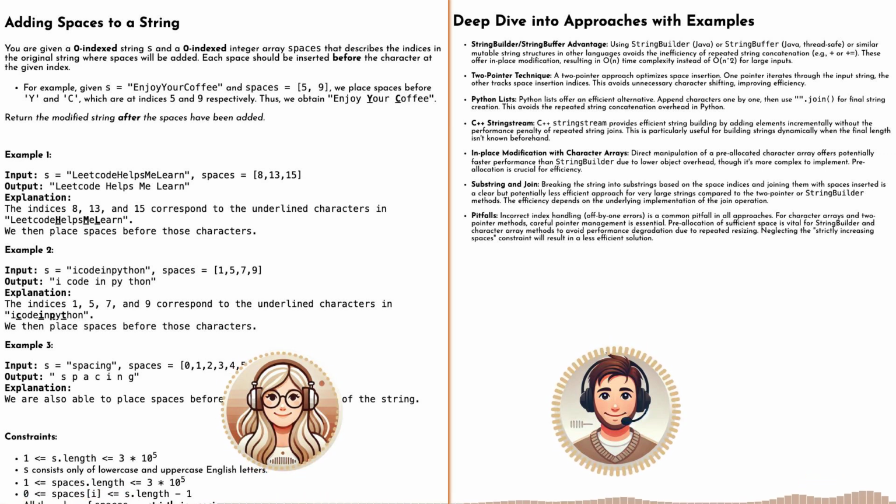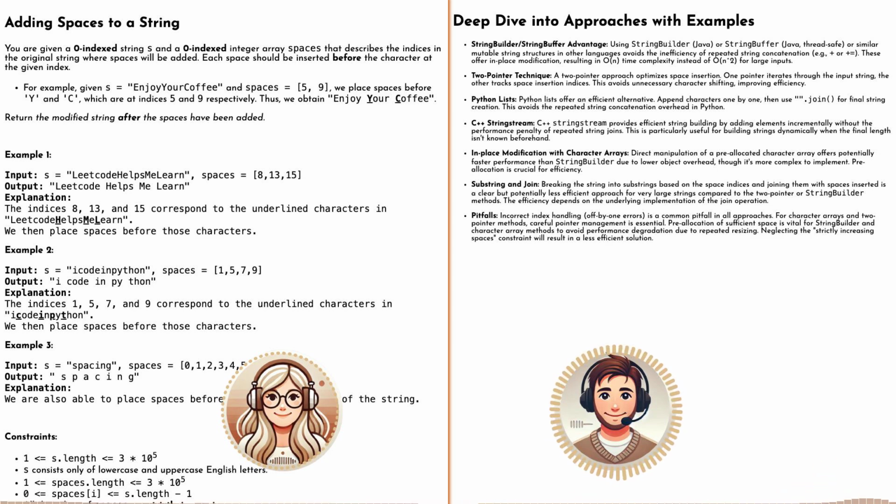Though it doesn't really matter in this case since we've hit the end of our spaces array. We've added all the spaces we need to add. Now we just tack on the remaining characters, F, F, E, and E. And at the end, our string builder holds "enjoy your coffee." Easy peasy. String builders are pretty handy for this kind of thing.